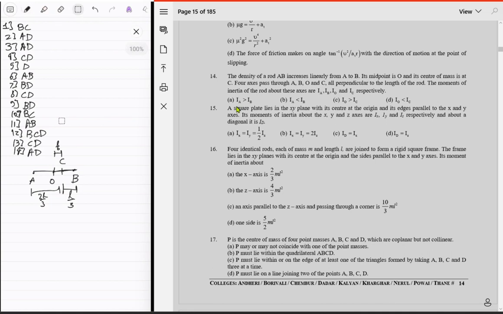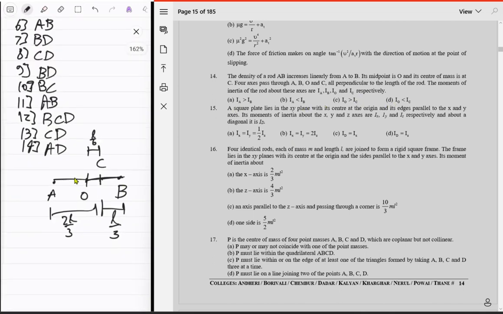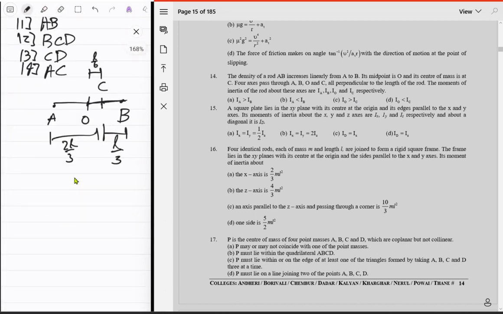Yeah, next question. Wait, C, shit, we are talking about C, okay, not about B, I was doing something different. So of course IO is bigger than IC, so C is the answer. Okay. And IA is bigger than IB, I believe in that, yes.